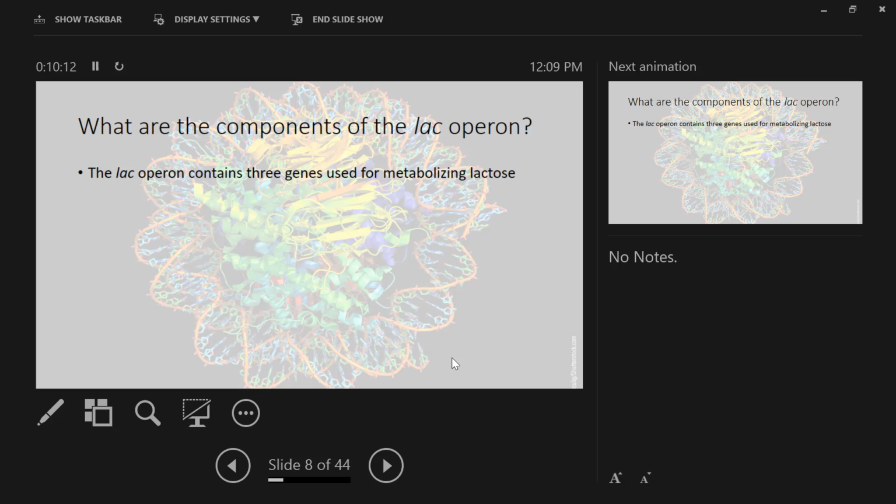All right, so to sum this up, the lac operon has 3 genes, lacZ, lacY, and lacA. And again, those 3 genes are associated with metabolizing lactose.